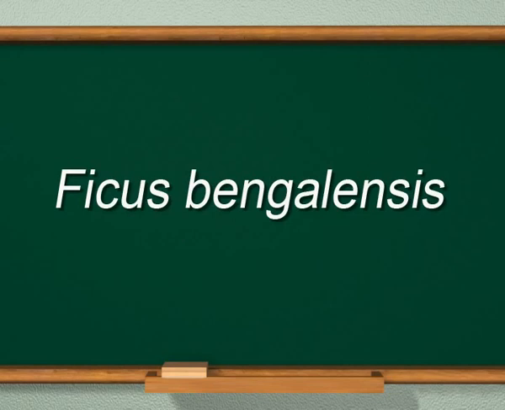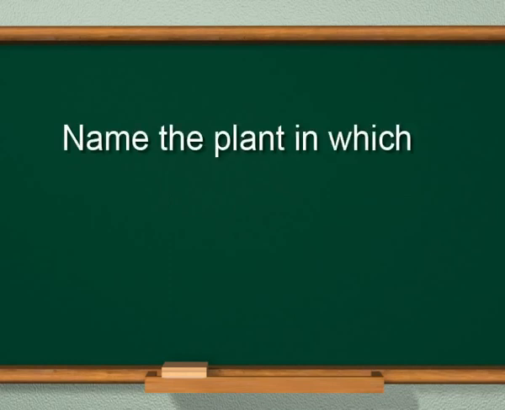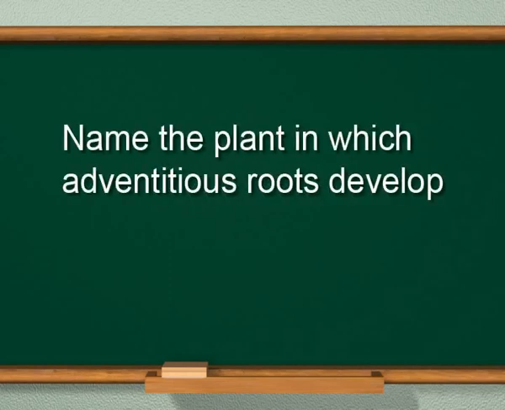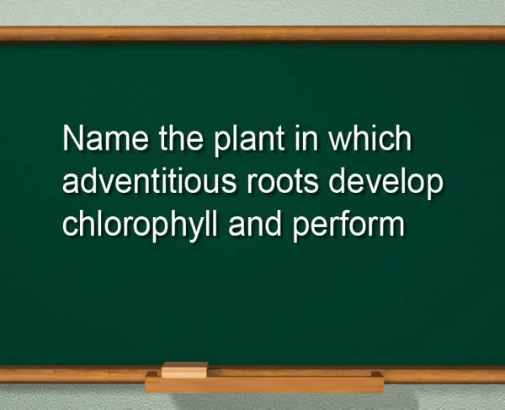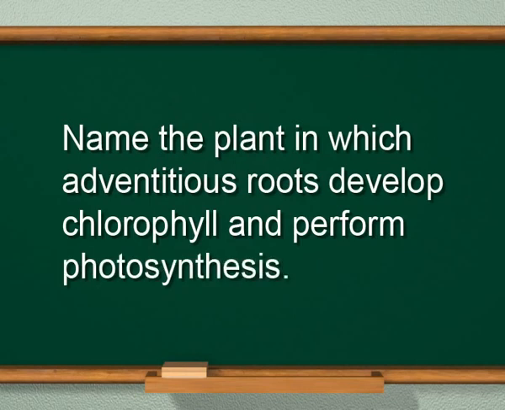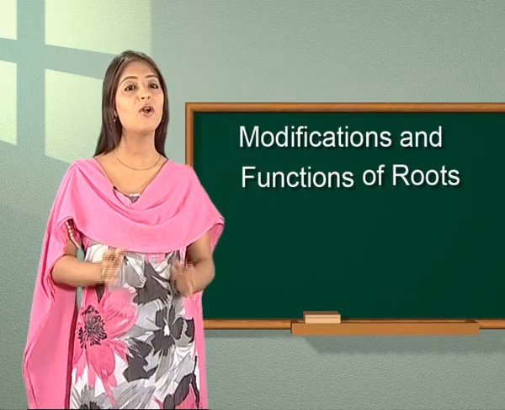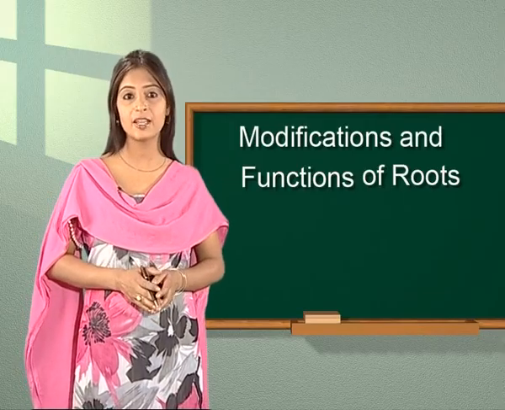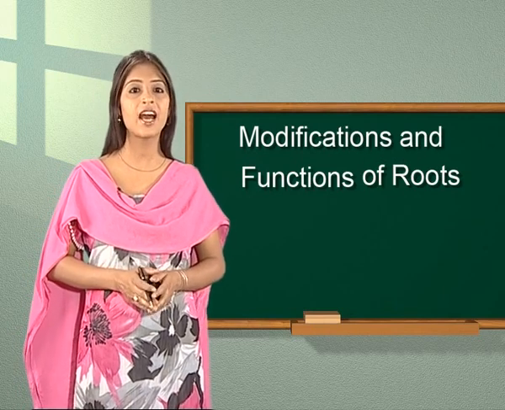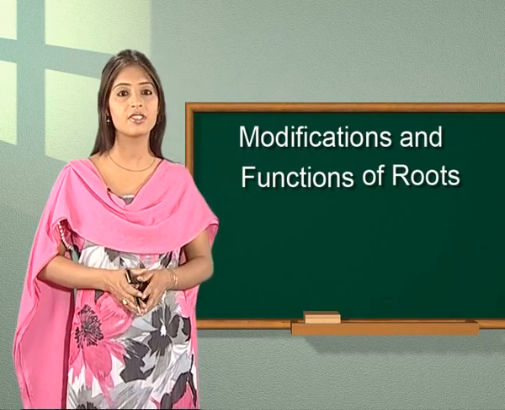My next question is, name the plant in which adventitious roots develop chlorophyll and perform photosynthesis. The answer is, Trapa natans var. bispinosa (water chestnut, singhara) develops green roots capable of photosynthesis. Hope I have made a successful attempt to clear the concepts regarding modifications of roots.